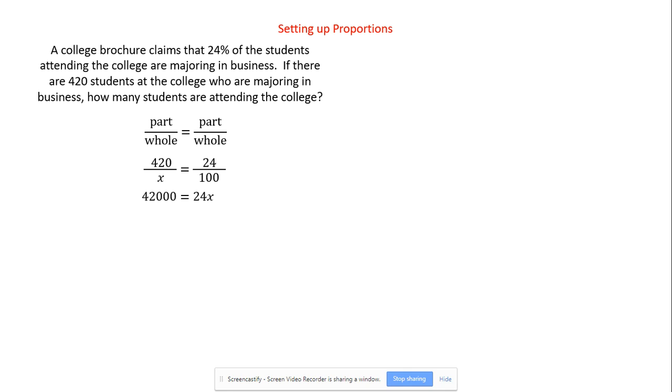42,000 equals 24x. Divide by 24. X equals 1750. So in this case, x equals 1750 isn't actually the answer. 1750 students at the college would be the answer. The numbers have meaning in the beginning. They need to have meaning at the end, too. So you have to give them back their meaning.